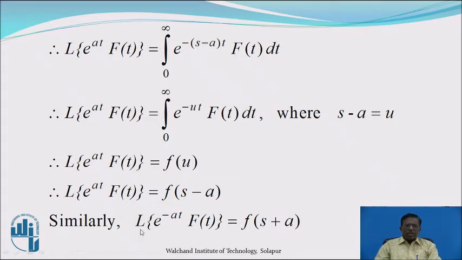Similarly, we can write Laplace of e^(-at) into f(t) is equal to F(s plus a). Here, we have to replace every s equal to s plus a in Laplace transform of f(t), while finding Laplace of e^(-at) into f(t).